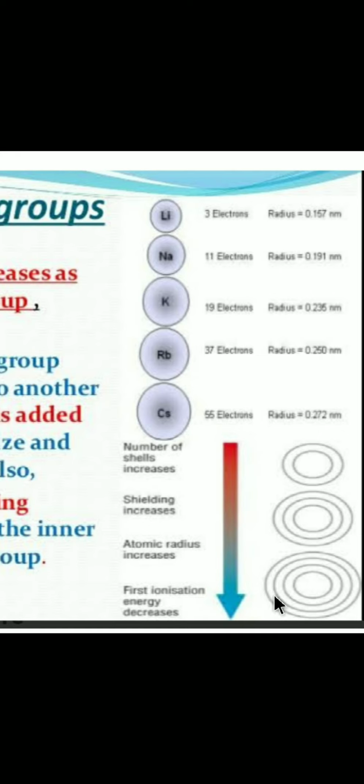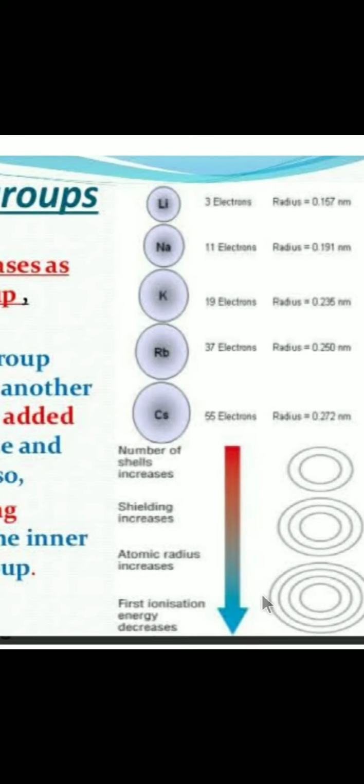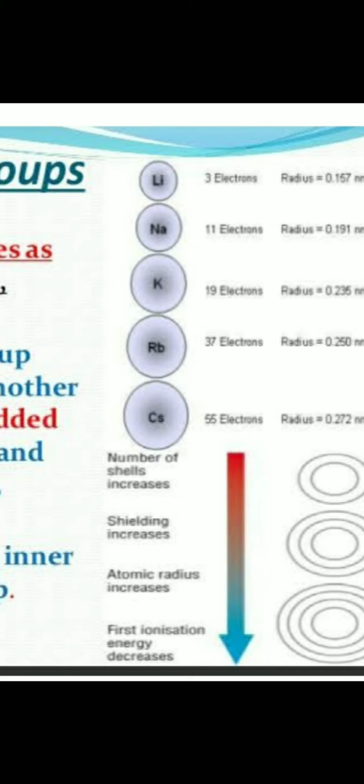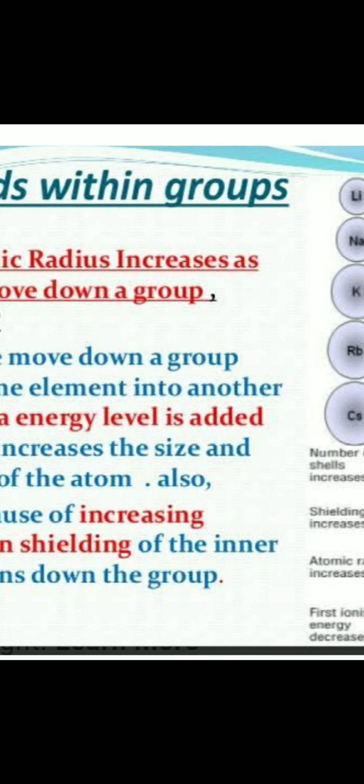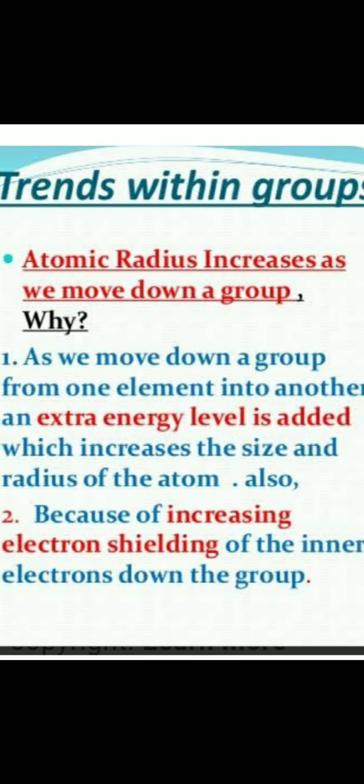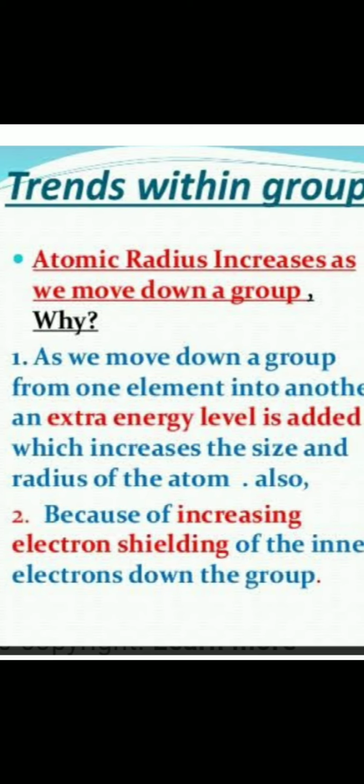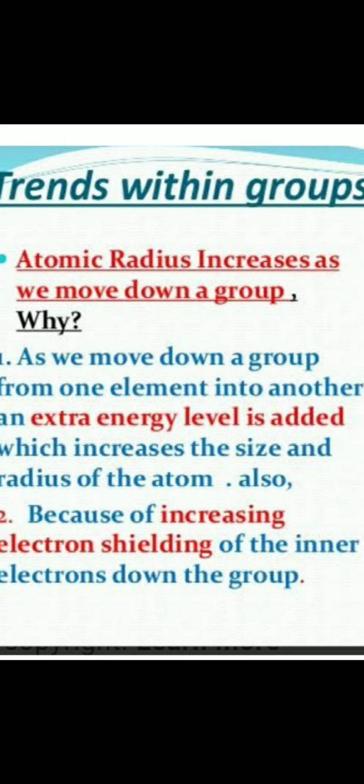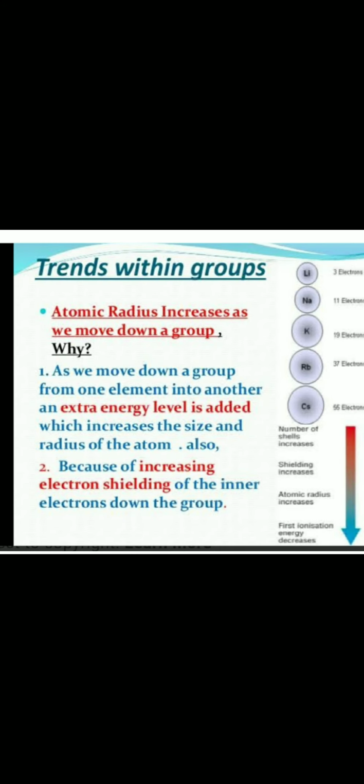As a result, the atomic size increases in spite of increasing nuclear charge. So this trend we can observe in the group: as we move down a group, an extra energy level is added and that increases the size of the atom.